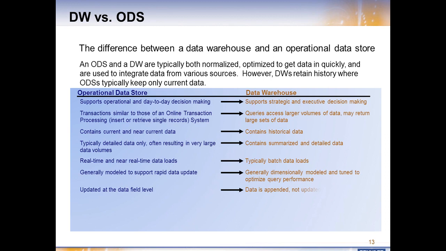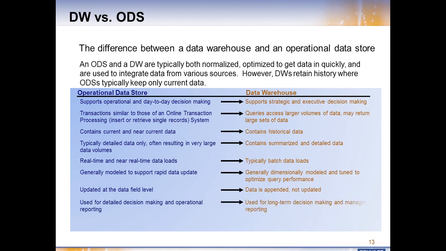The ODS is generally modeled to support rapid data updates. If you're supporting the call center, every time someone places an order, you immediately want it in the ODS. Whereas with a data warehouse, you're not going to be entering data that quickly, because you're usually doing more historical analysis, trending type things. A lot of times, you know, a 1 day delay in data is just fine for a data warehouse.